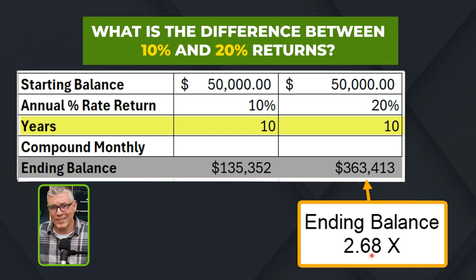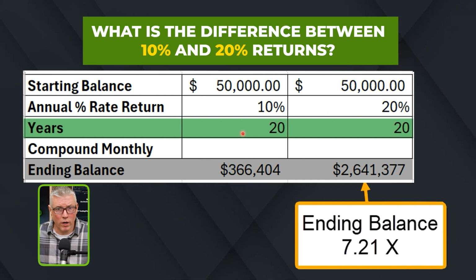That's 2.68 times if you have a 20% return. Now, over 20 years, you see it goes up. For 20 years, it's 7.21 times. So over time, the compounding really adds up. It's crazy, right? $50,000 with a 10% gain every year, $366,000 versus $2.6 million. This is really the long-term gain, and 20% is so powerful. It's so great that it is possible to do.